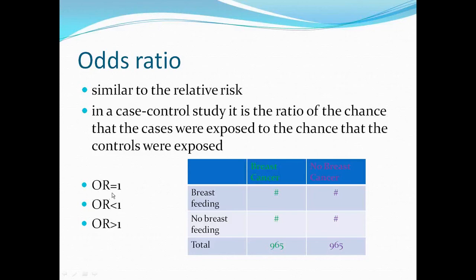So if the odds ratio is equal to 1, it's still showing that there's no association between the exposure and the disease. And if the odds ratio is less than 1, it's showing that it's protective. And if it's greater than 1, it's showing that it's a risk factor. So it's the same interpretation as the relative risk.